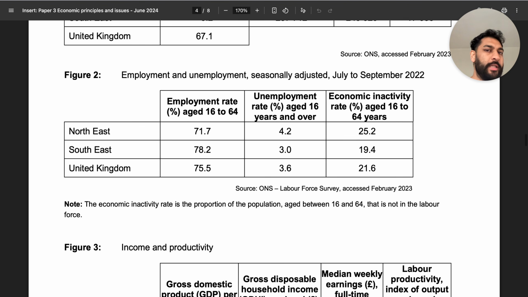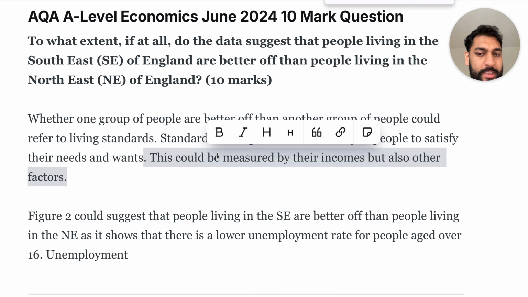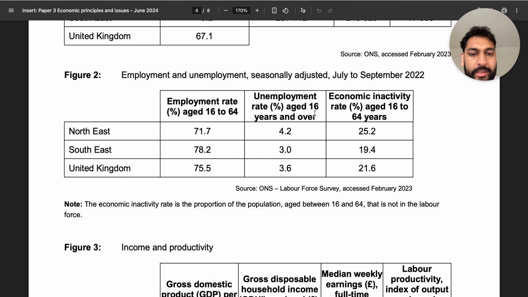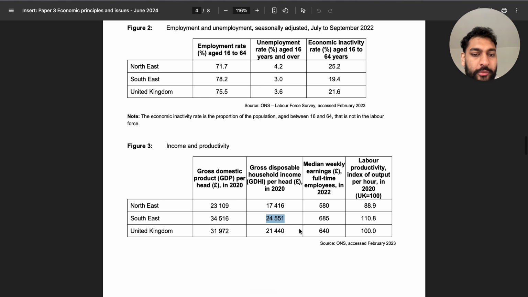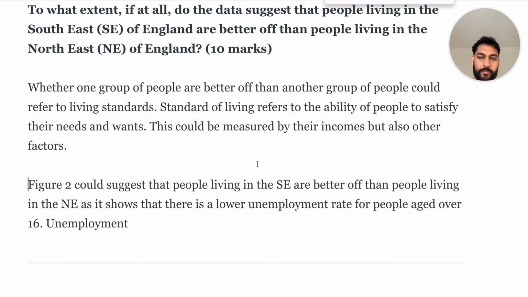Okay, so we can go straight into our first paragraph. We don't have to scan the data. We can come back to it for more points. But I think the rough idea is that the southeast is going to clearly be better off. More income here as well, right?